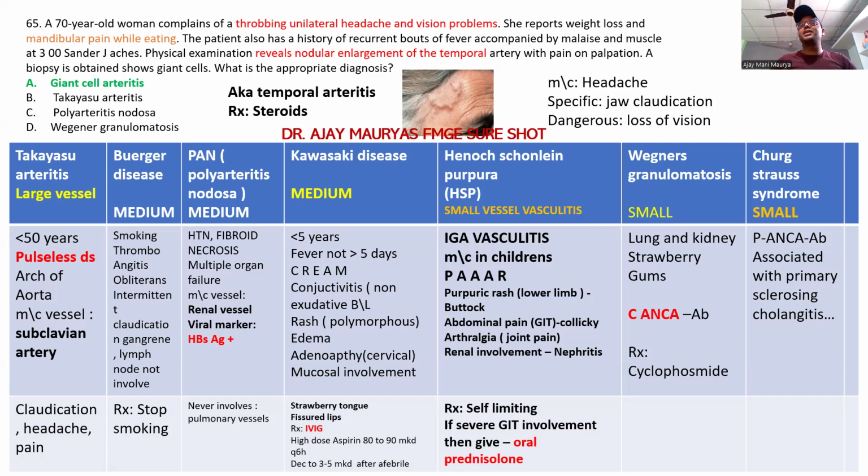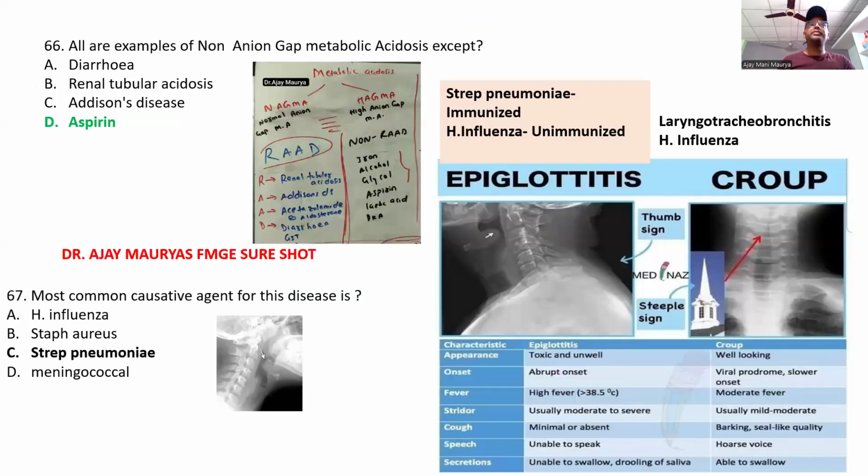Wegener granulomatosis is a small vessel vasculitis, which involves the lung and kidney, and you have strawberry gums. You have the C-ANCA antibody. Cyclophosphamide is the drug of choice. Please remember that lesson. Next one, guys.